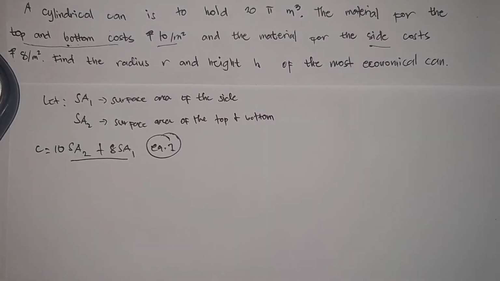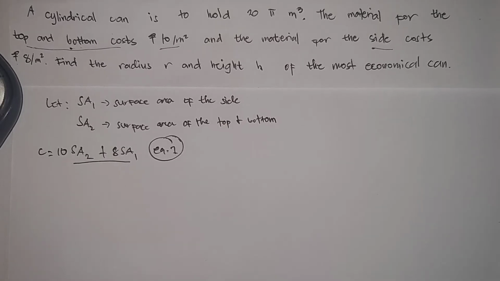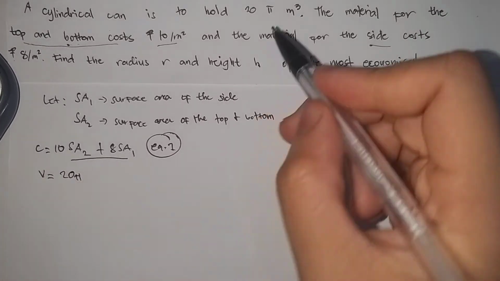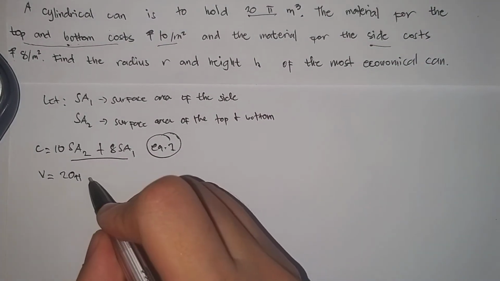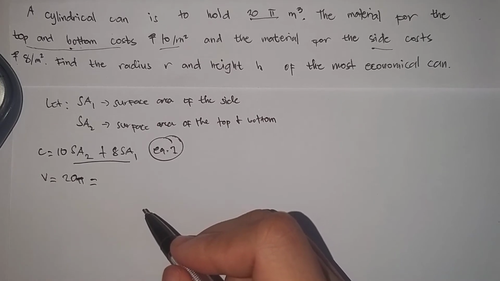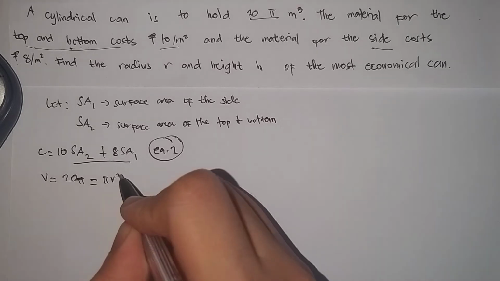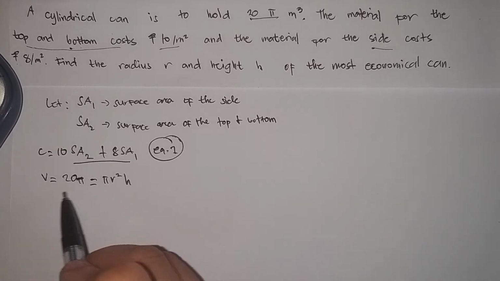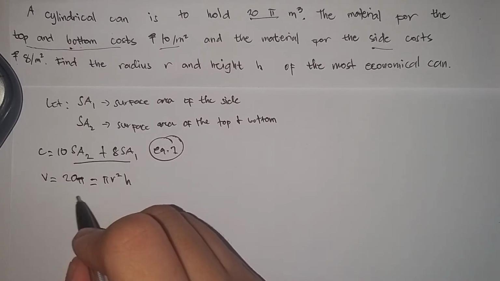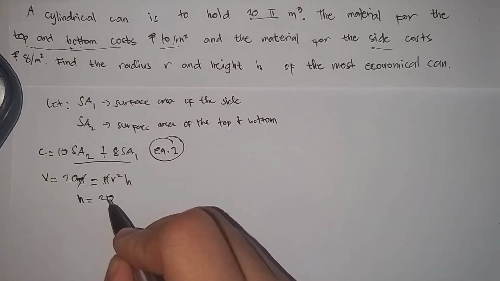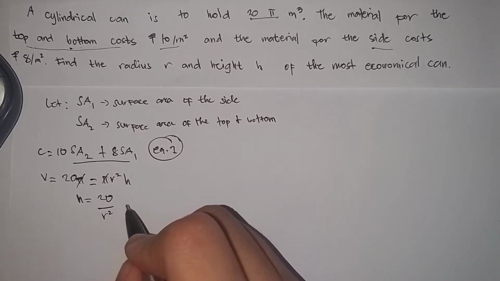Okay, so take note that we are also given a value for our volume. That's 20 pi m³. And the formula for getting the volume of the cylinder is pi r squared h. You can actually find r and h by manipulating this equation, but for me we'll find the equation for the variable h. So that will be 20 over r squared. This will be my equation 2.